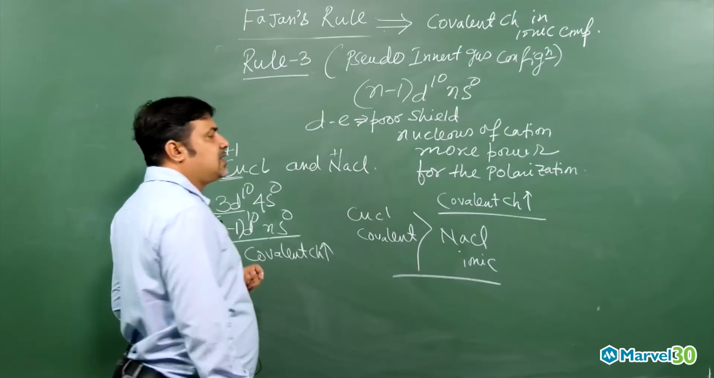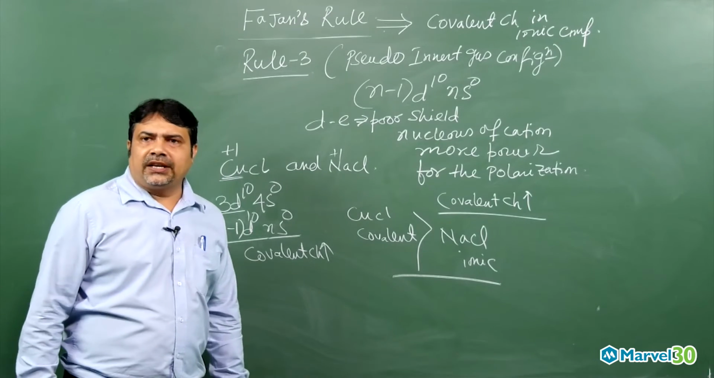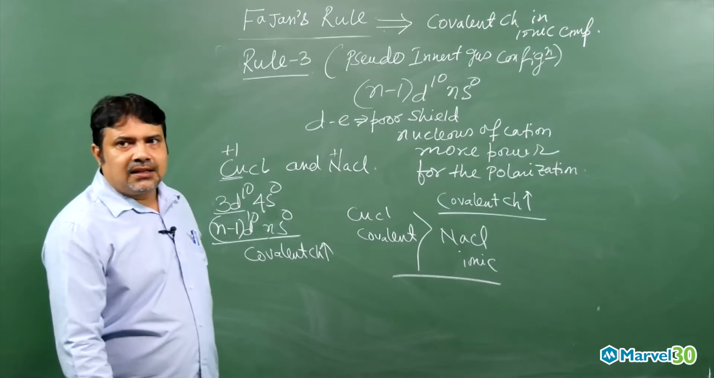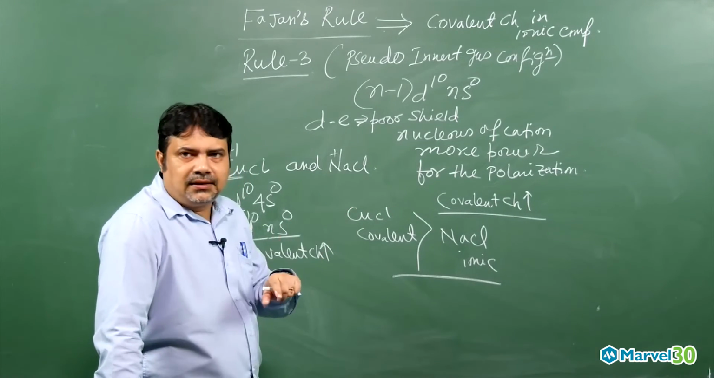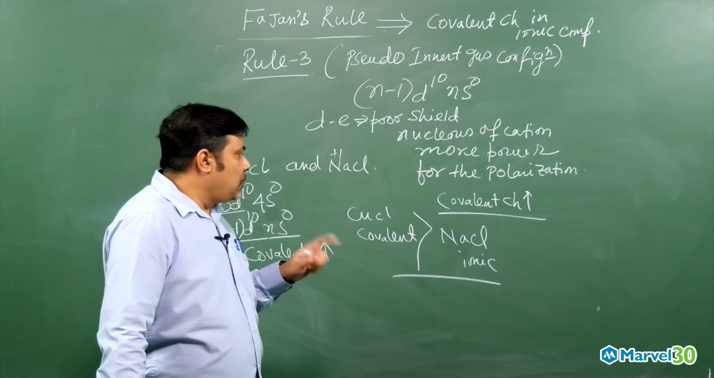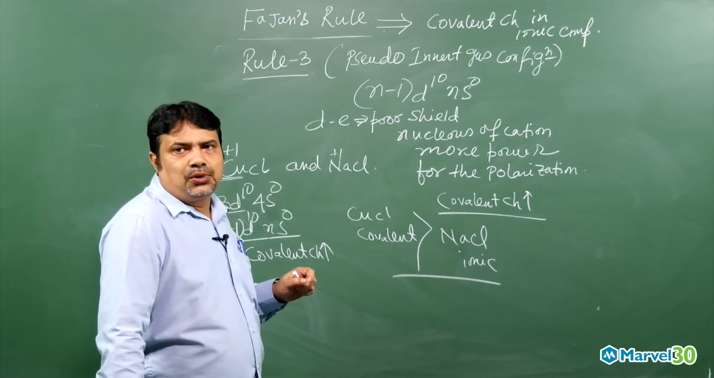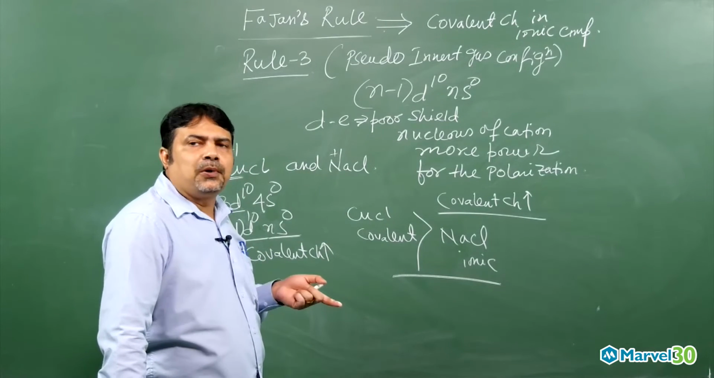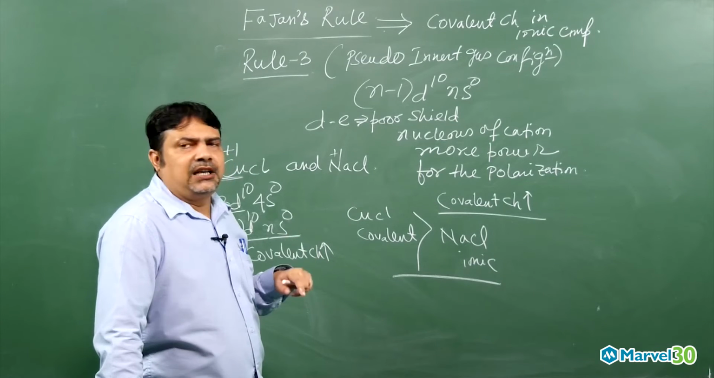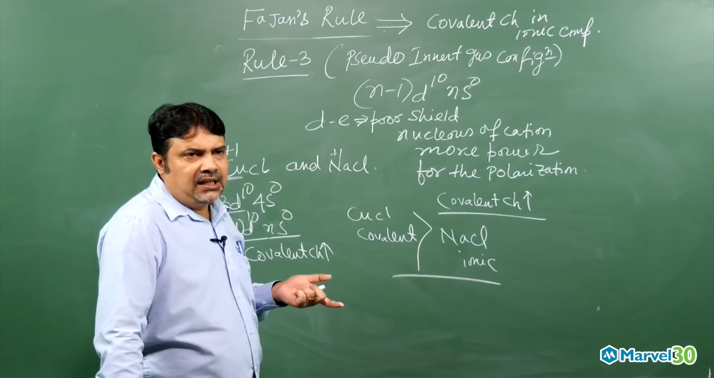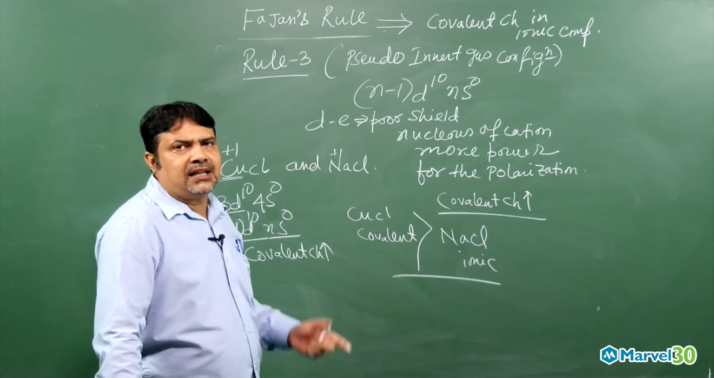So these are the 3 rules I explained here. One is Fajan's rule 1, Fajan's rule 2, and Fajan's rule 3. Rule 1 is the polarization power of the cation. The second one is polarizability. The third one is pseudo inert gas configurations.